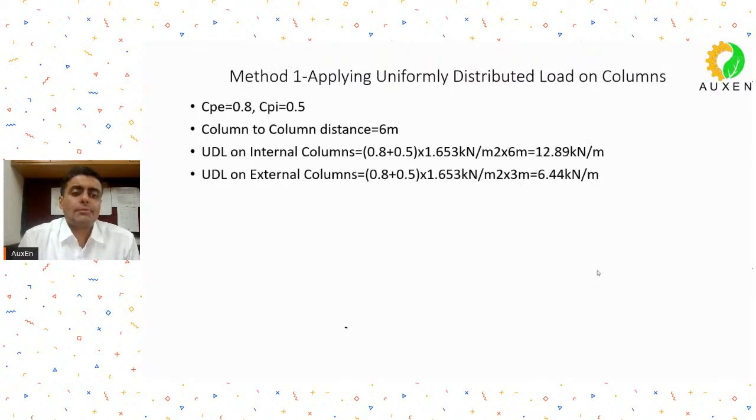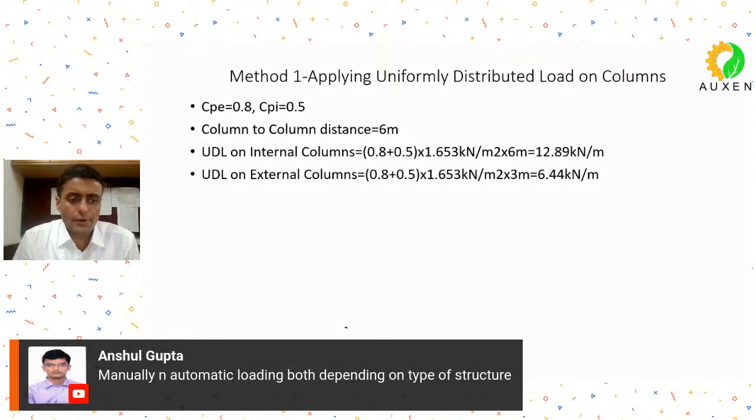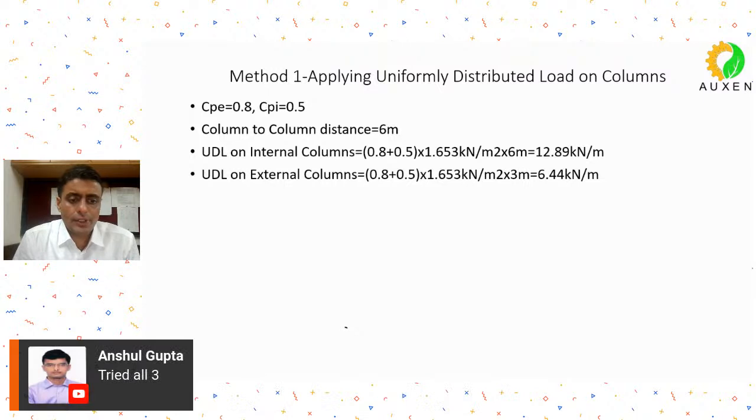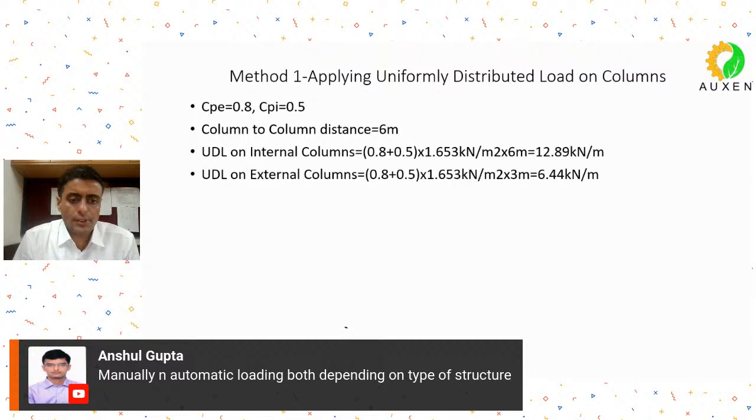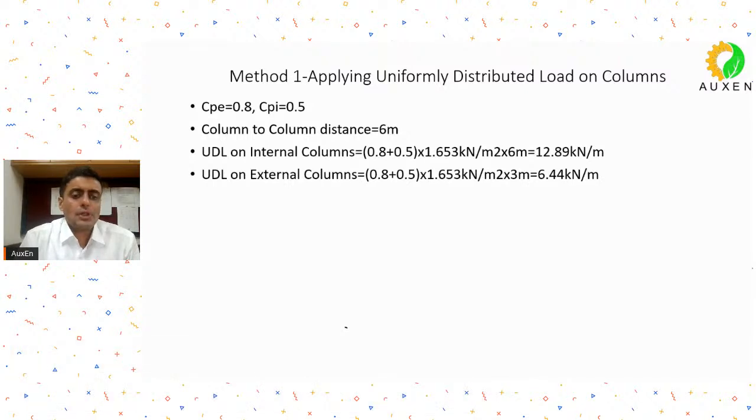So let us start with our method 1. As I told you, the external CPE I will take as 0.8, CPI I will take as 0.5. Don't worry about how I got 0.5 or why I got 0.8 right now. Of course, all of us can calculate it from IS 875 part 3. So Anshul is in the audience. He has tried all the three methods of applying wind loads that we are going to discuss. Very good. That's good.